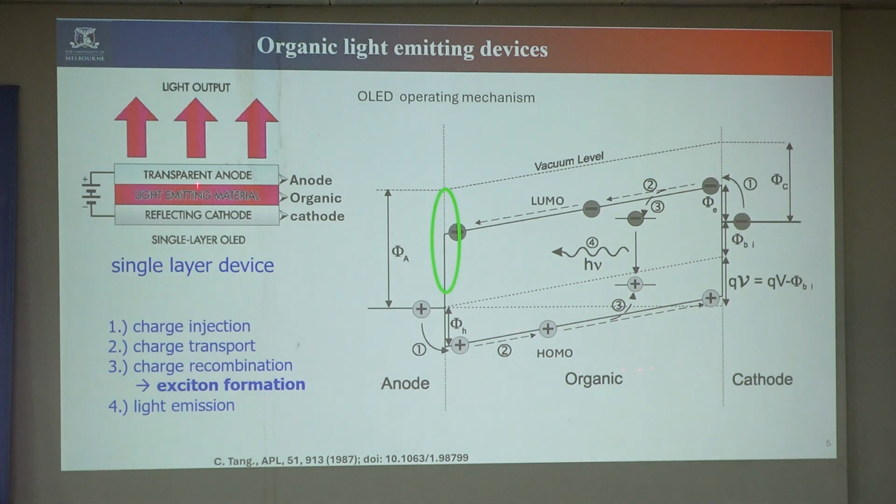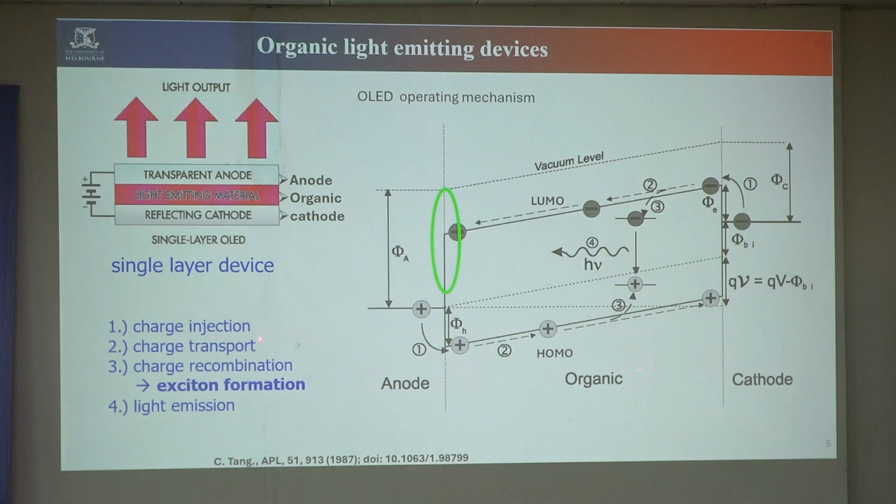This transparent electrode should be the anode, because the work function of ITO is close to the hole level. Normally. Then we have a reflecting cathode. The reason is that the light travels in all directions, and when it goes to the other side, it will reflect back and come out through the transparent side. Okay. So there are 5 processes in the mechanism.